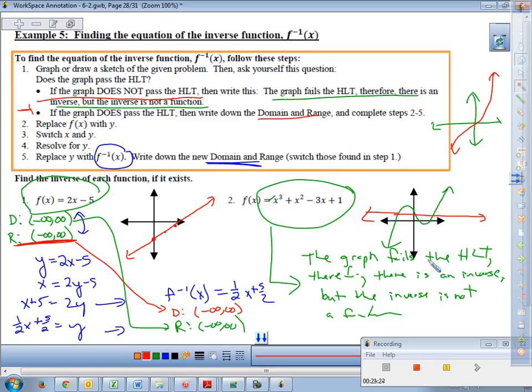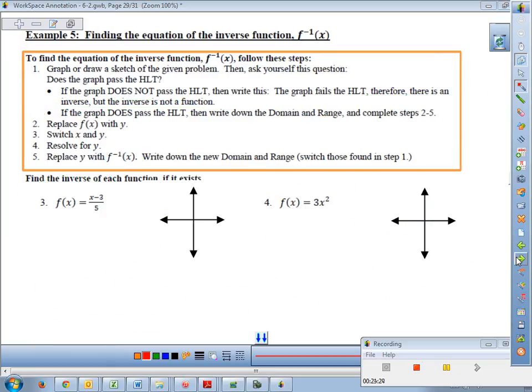Rough sketch, but does that pass the HLT? So when it's something you're unfamiliar with, punch it into the calculator, give me a rough sketch of what it looks like. Next.